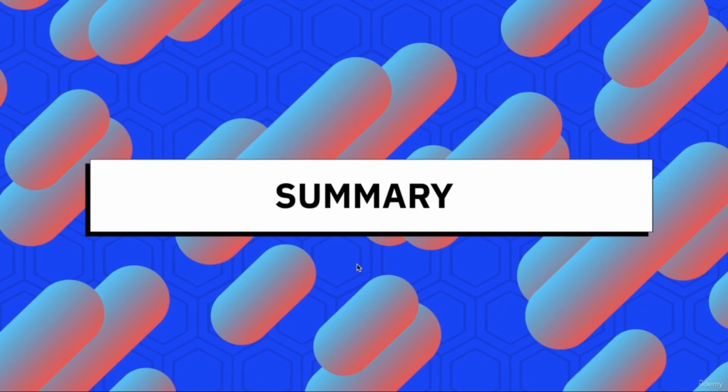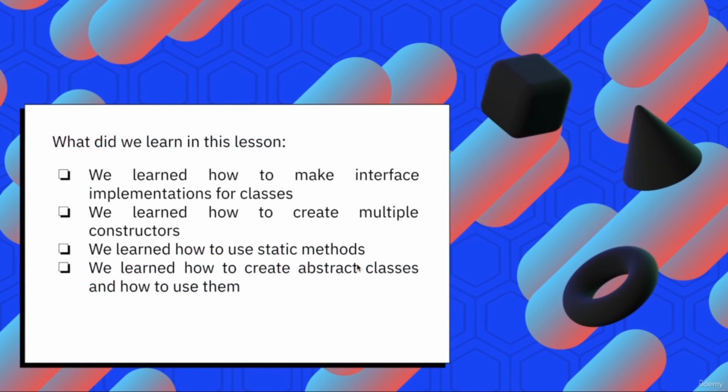Summary. The question that I ask at the end of every lesson is, so what did we learn? We learned how to make interface implementation for classes. We learned how to create multiple constructors. We learned how to use static methods. We learned how to create abstract classes and how we can use them. So that's all for this lesson.